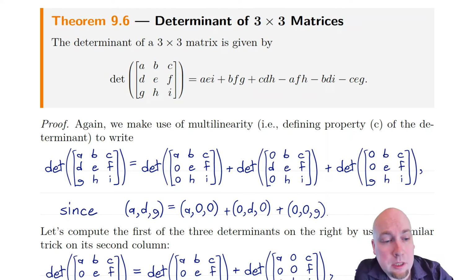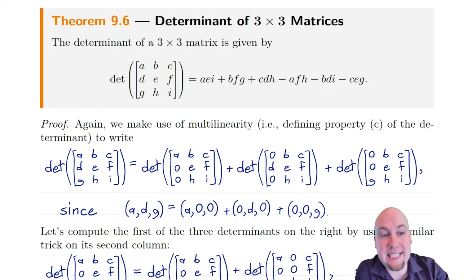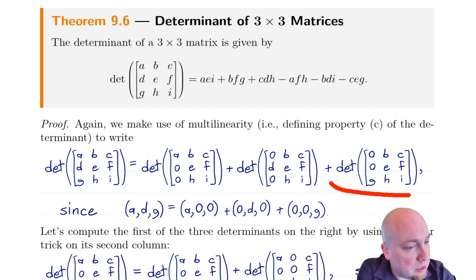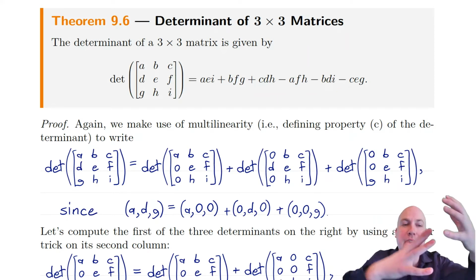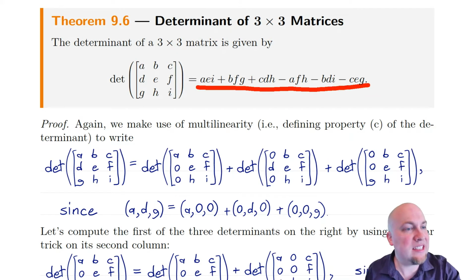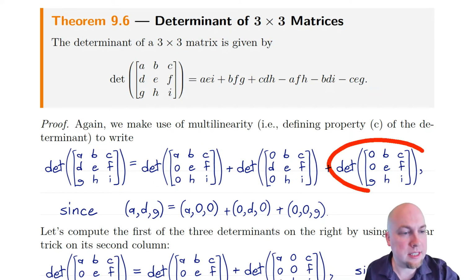If you run through a similar argument with the second matrix over here, what you're going to get is the 2 terms involving D in this explicit formula. You'll get the CDH minus BDI from this matrix here. And similarly, this third determinant here is going to give you the 2 terms in the determinant involving G. You're going to get the plus BFG minus CEG. So then when you add up all of these terms together, you get these 6 terms, 2 terms from each of these 3 determinants here.